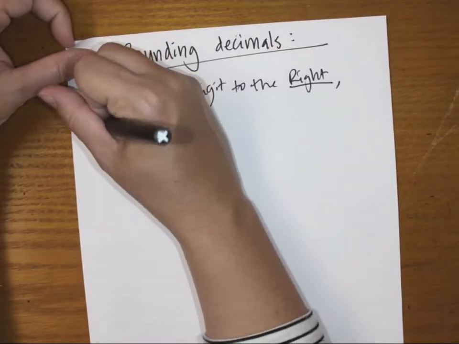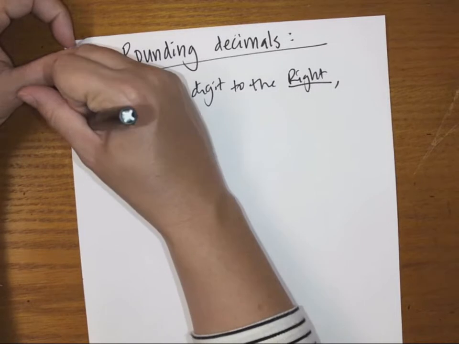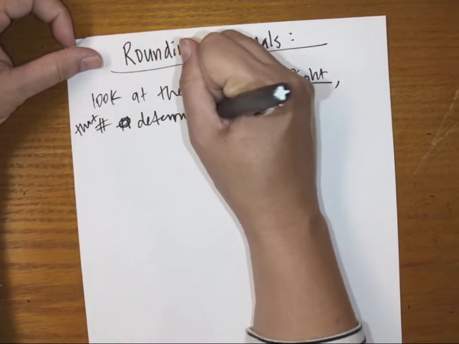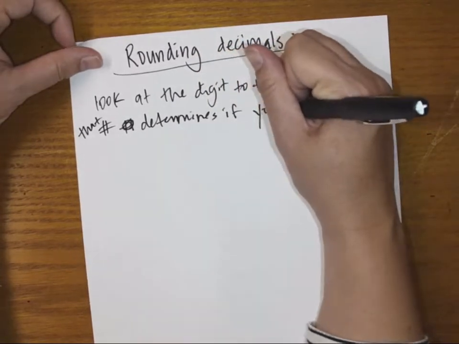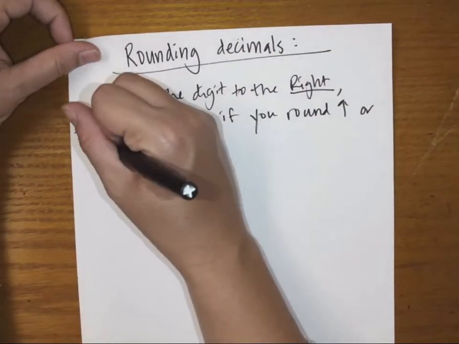So I wrote that backwards. That number determines if you round up or keep the same.